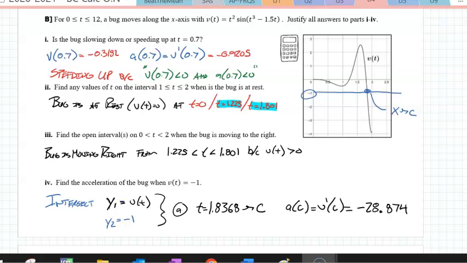For Y1, we should already have our function v of t stored. For Y2, we'd write -1. And then using the intersect feature, we can see that that occurs at time approximately 1.83. We can store that as C. And then from there, going back to the home screen, we can just simply evaluate v prime of t at C and figure out that value as -28.874. Again, check in with the table mate, make sure they got this one correct and they know all the bells and whistles of our graphing calculator that we had discussed, how to find the derivative, earlier before moving on to the next problem.